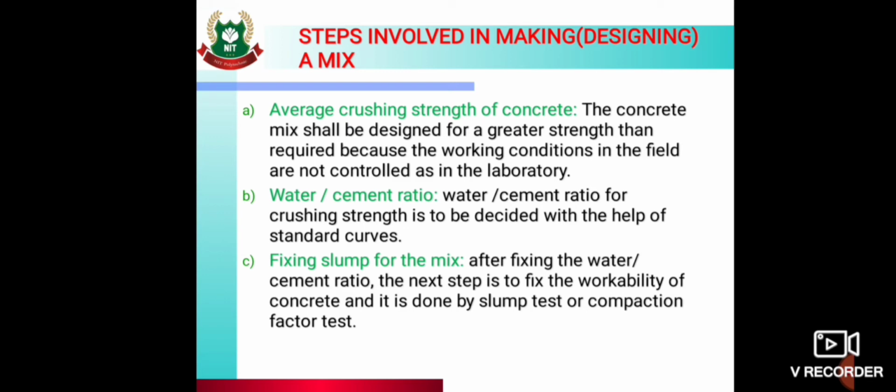Then fixing slump for the mix. We have seen the slump cone test for testing workability. After fixing the water cement ratio, the next step is to fix the workability of concrete, and it is done with the help of the slump cone or compaction factor test. We have seen in the slump cone test that the higher the slump, the higher the workability.